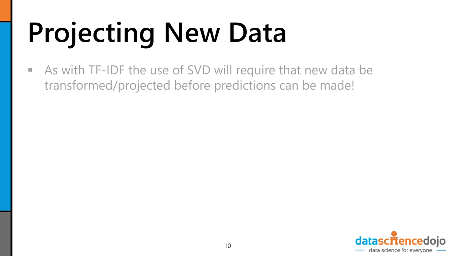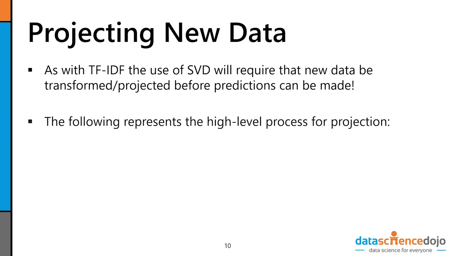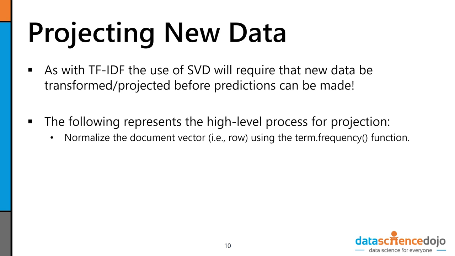So how we do that is, as we said before, we're going to have to do a bunch of manipulations on the data. So it's useful to talk about this process at a high level. So here is our high level process for projection. Not surprisingly, after we create our tokens, after we tokenize, whether we create unigrams or bigrams, we remove stop words, stemming, whatever, that process, assuming that's already done, the first thing that we do is we normalize the document vector. We normalize the rows using our term frequency function, which we saw earlier, okay?